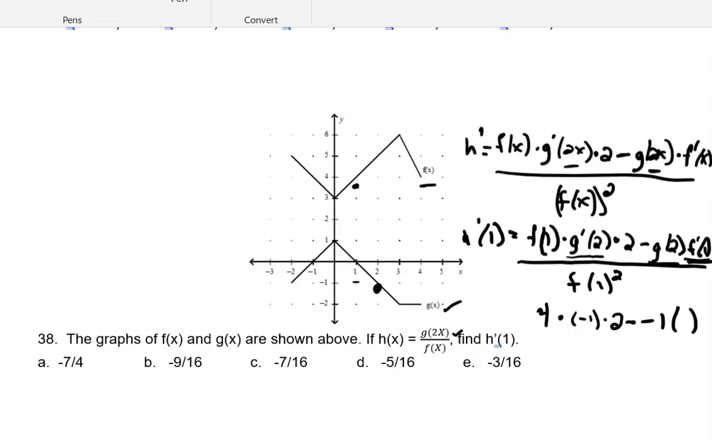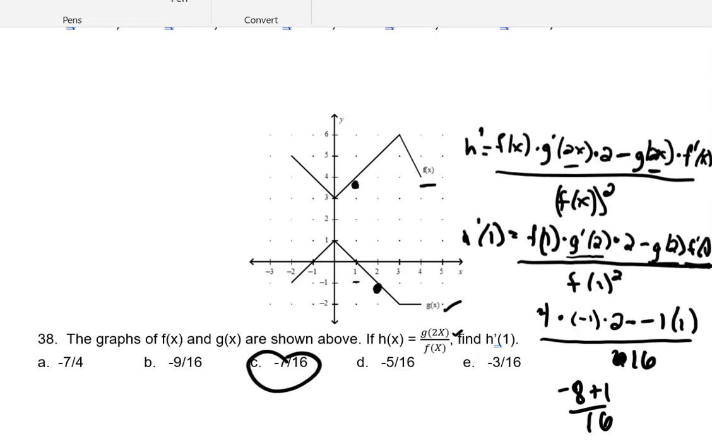And then for this guy, f primed of 1 means we go to f. Here's f primed of 1. The slope there is 1. All over f of 1 squared, which we've already said is 4 squared. So that's 16. And then clean that up. So we get a negative 8 plus a 1 over 16. That's how we get our negative 7/16. Okay?